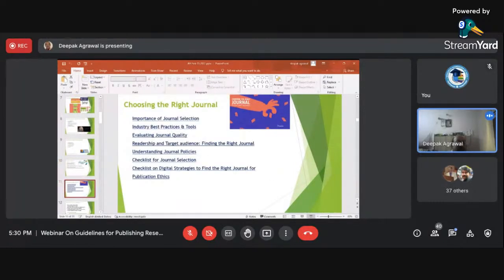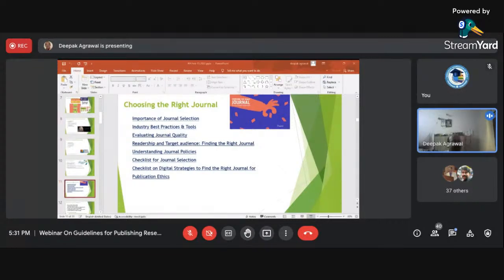Again, moving to the next slide, the question comes: how to choose the right journal. There are various aspects that must be considered while selecting the appropriate journal for our own work. Number one is the importance of journal selection. Why do we need to choose the appropriate journal? Once again, the answer is the same: we want our work to be circulated amongst the users of that information.